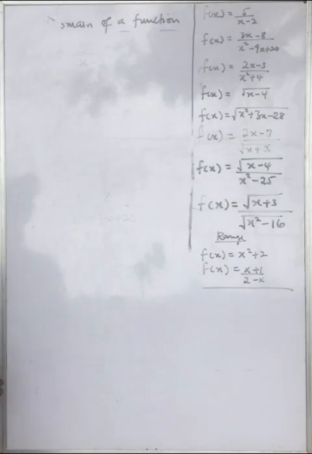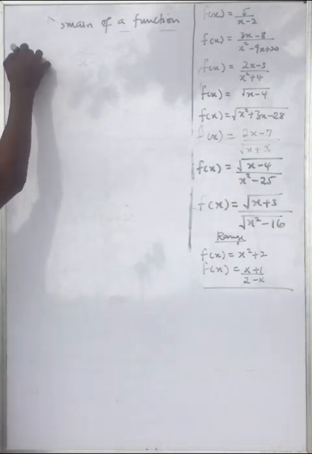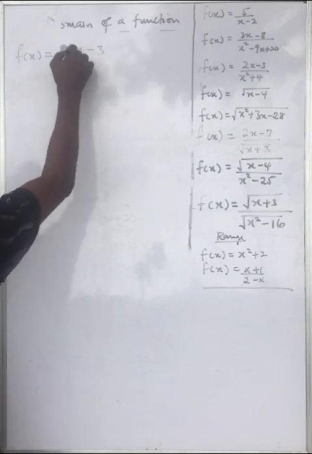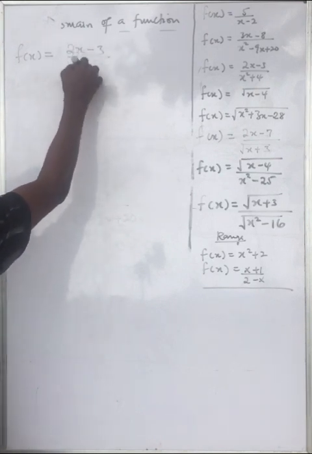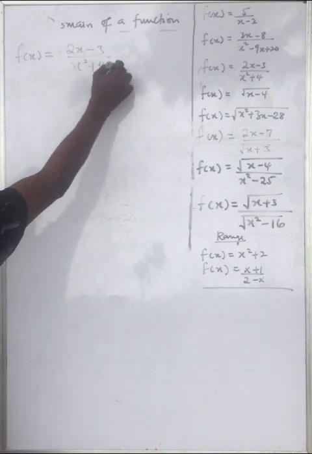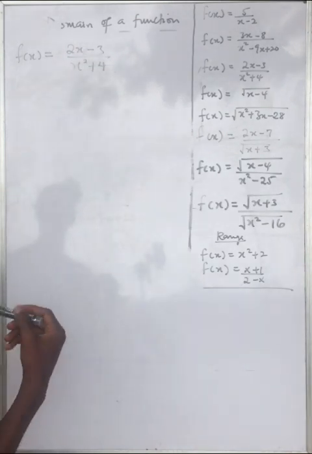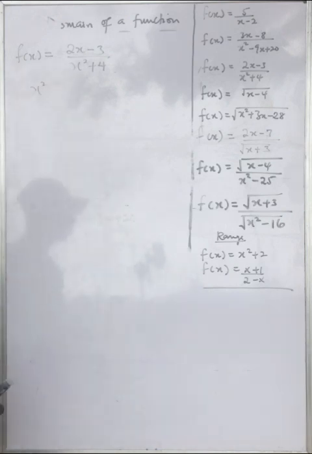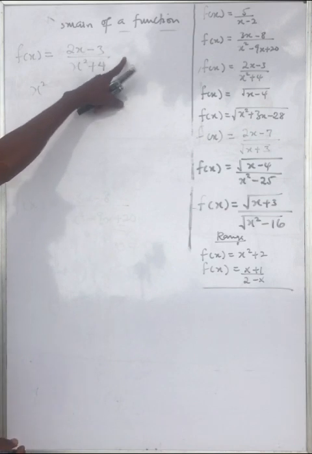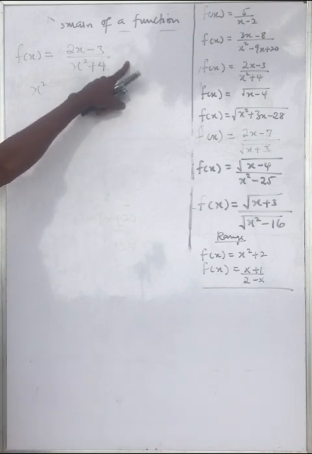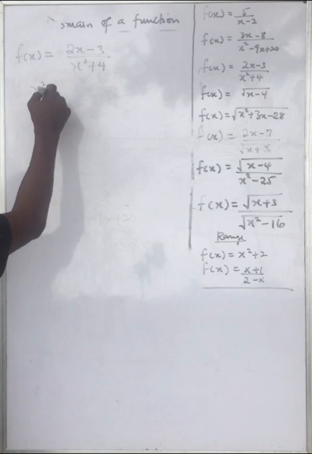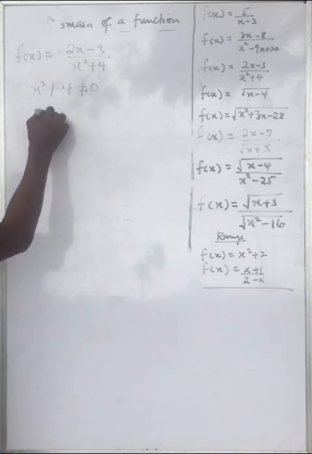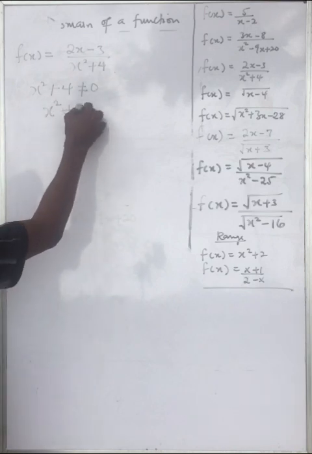Now, shall we find the domain of the functions we have here? We have f of x is equal to 2x minus 3 all over x squared plus 4. Remember the saying, the domain of the function are values that will not make the function undefined. Remember, this function can never be complex here. So let's deal with the undefined concept. x squared plus 4 is not equal to 0, isn't it? So x squared will not be equal to minus 4.